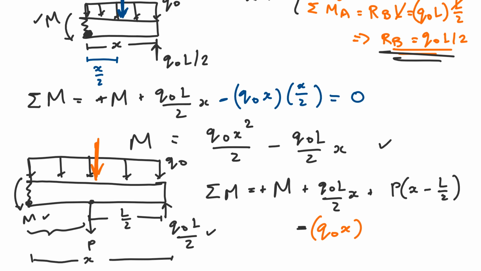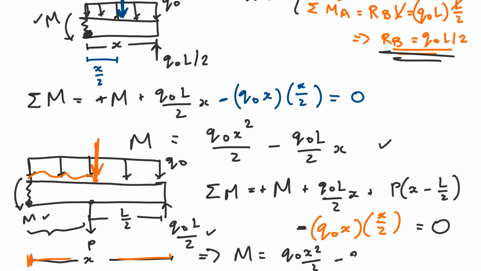And then what's the distance here? This is a little bit more tricky, right? It's not this distance here, it's this distance. And this distance is just half of x, because this guy is symmetric, remember? And so this whole distance is x, so half of it, x over 2. Simple as that. And of course this is equal to 0. This is getting tedious by now, so m is just equal to Q naught x squared over 2 minus Q naught L over 2x minus P times x minus L over 2.